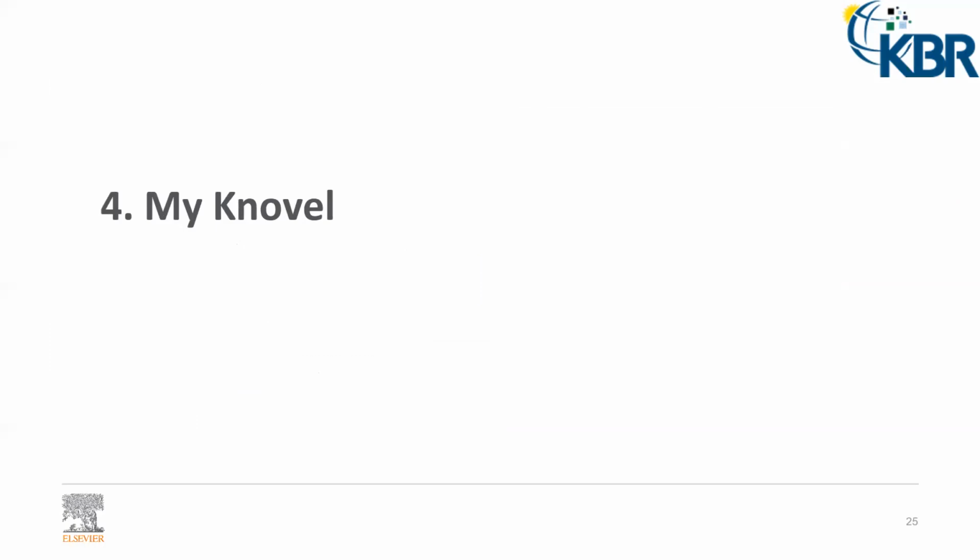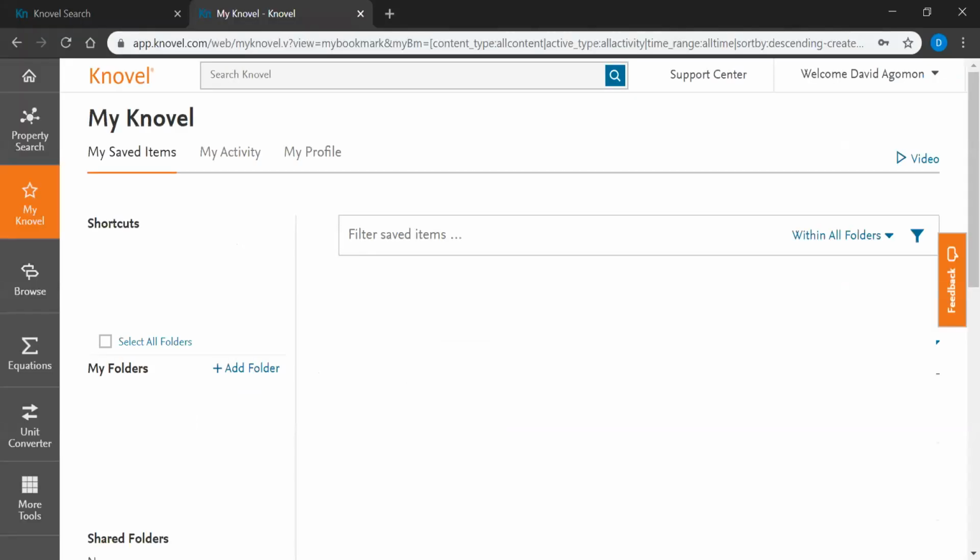And let's talk a little bit about My Knovel. My Knovel is your personal space. It's where you can save, share, and set alerts. This is how it looks like. We have a few tabs. Let's start with the My Saved Items.